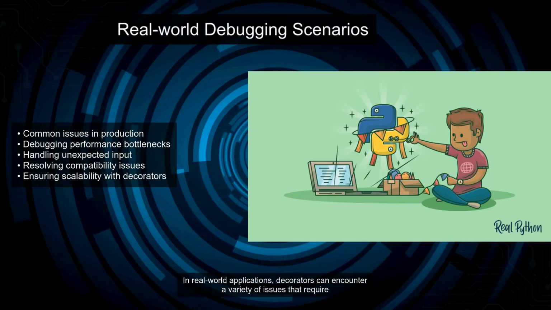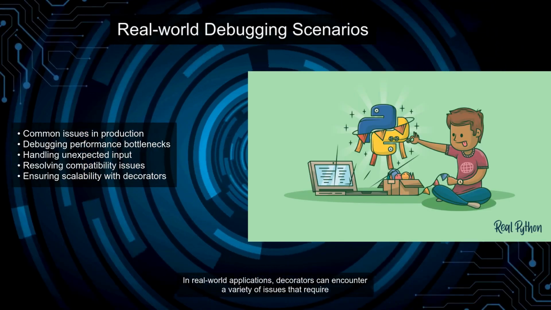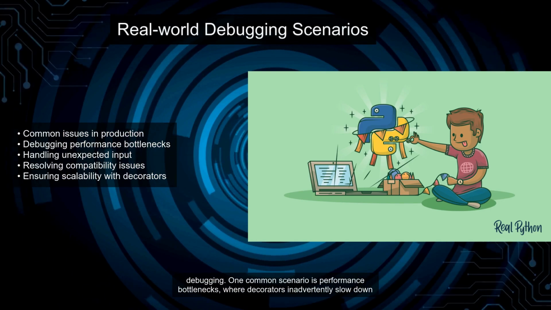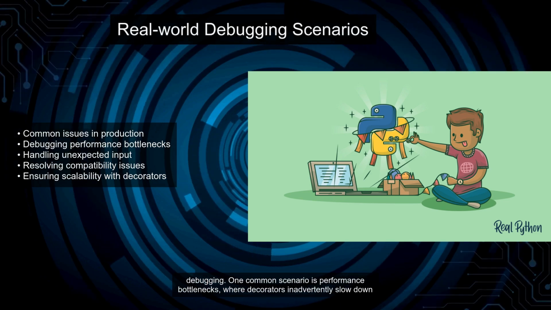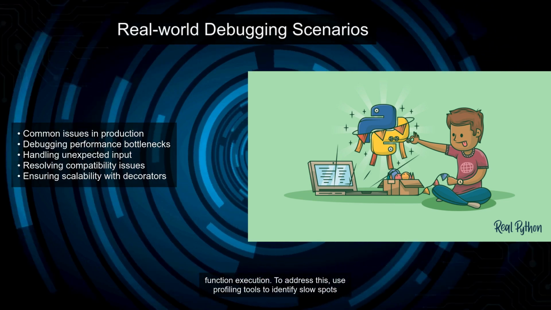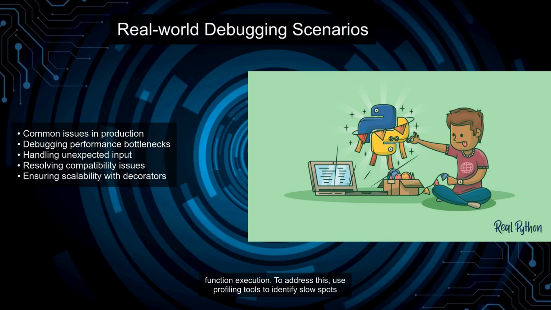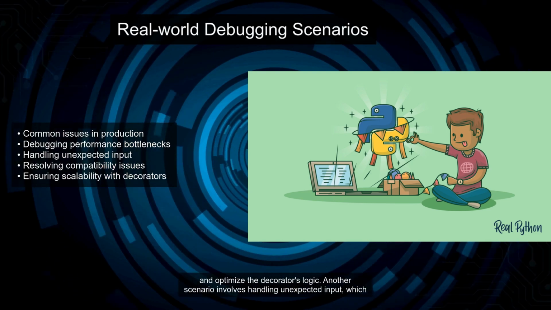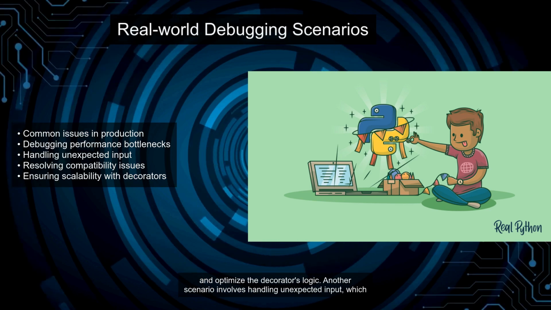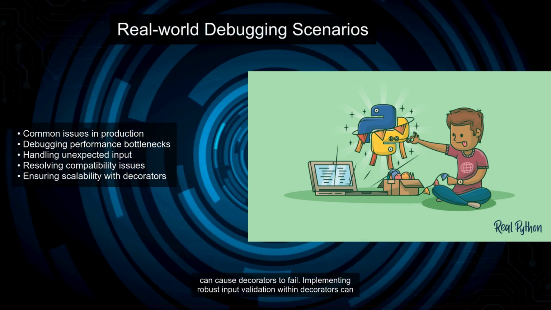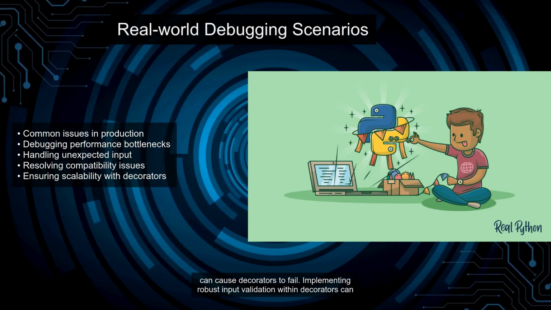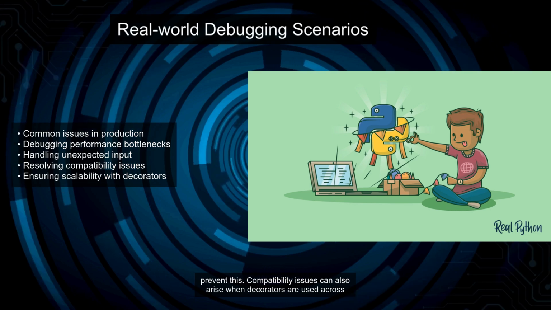In real-world applications, decorators can encounter a variety of issues that require debugging. One common scenario is performance bottlenecks, where decorators inadvertently slow down function execution. To address this, use profiling tools to identify slow spots and optimize the decorator's logic. Another scenario involves handling unexpected input, which can cause decorators to fail. Implementing robust input validation within decorators can prevent this.